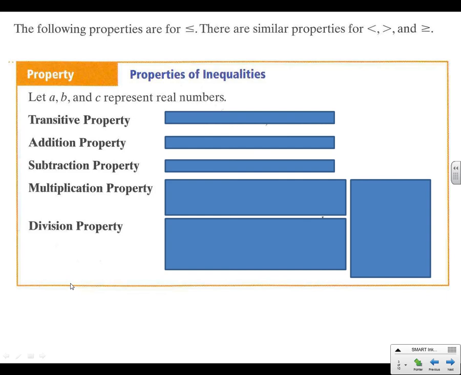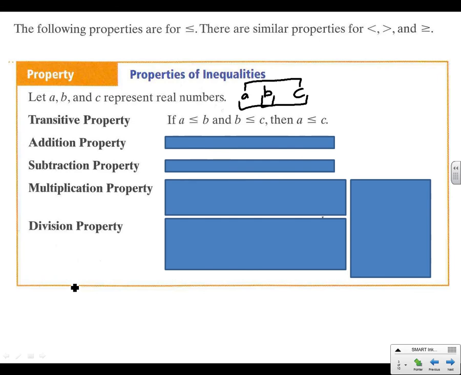All right. So let's take a look at some of our properties here. Transitive, we've seen this before. If A is smaller than B and B is smaller than C, then you know A has to be smaller than C, right? If A is over here, which is smaller than B, and if B is smaller than C, then you know that A has to be smaller than C, okay?